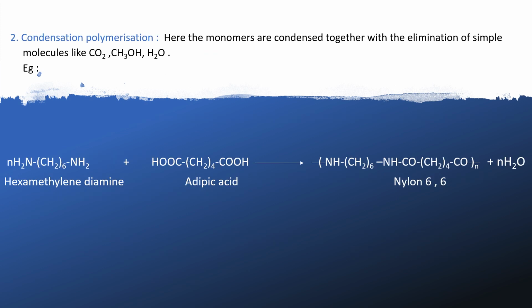Next one is condensation polymerization. Here the monomers are condensed together with the elimination of simple molecules like carbon dioxide, methanol and water. So in condensation polymerization, you are taking different types of monomers, and second point is there will be elimination of some simple molecules like carbon dioxide, water, methanol. For example, I have taken hexamethylenediamine and adipic acid as monomers. So from here, water molecules are eliminated and you will get nylon 66 as the polymer.